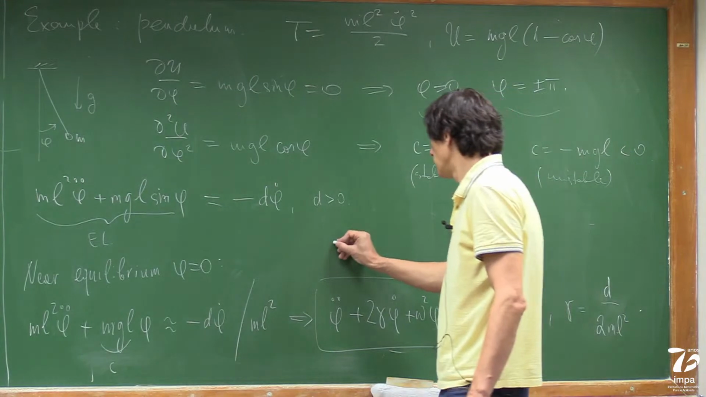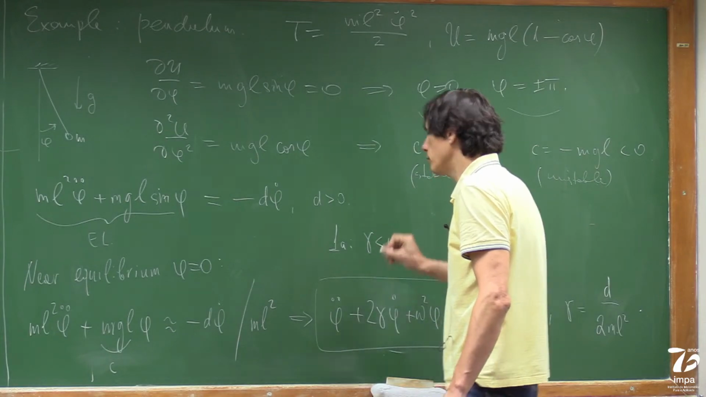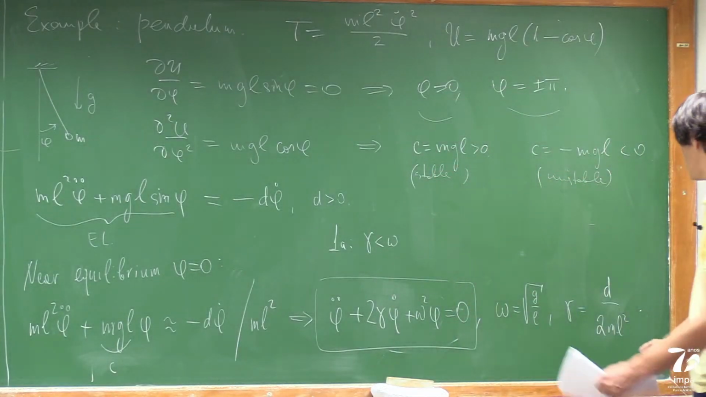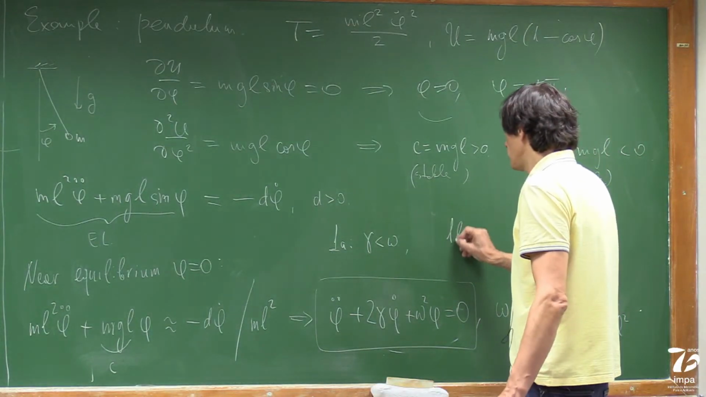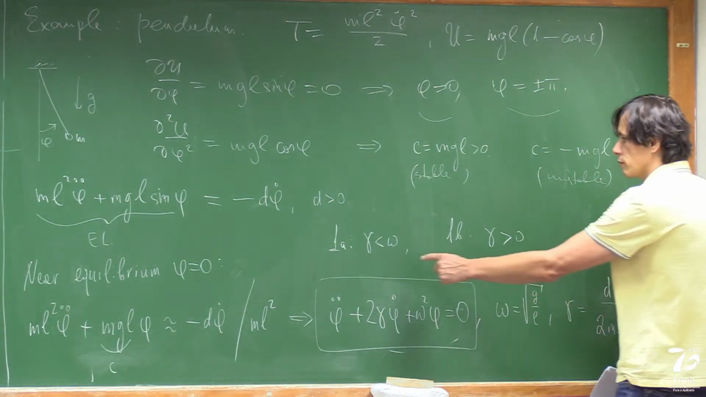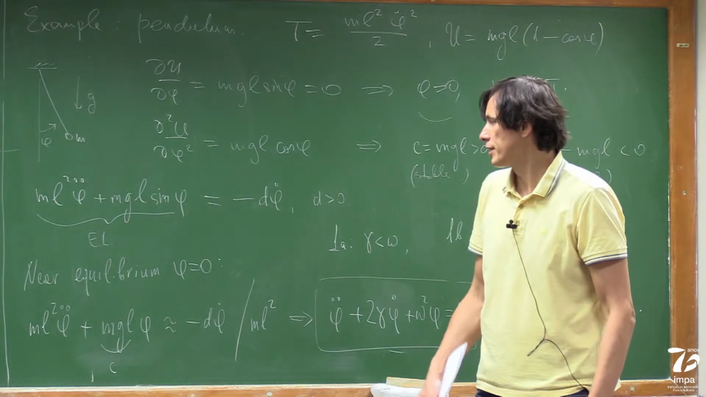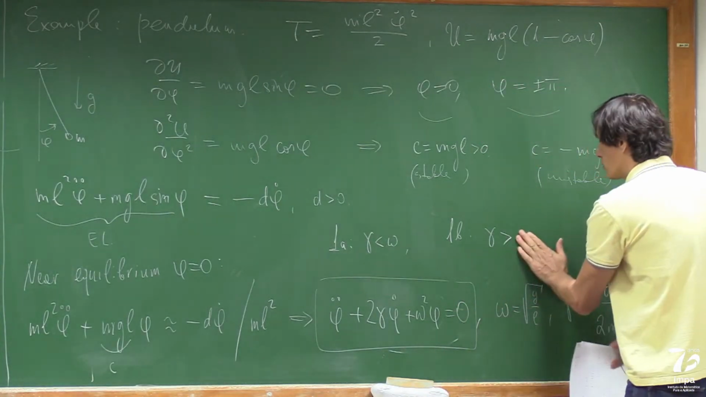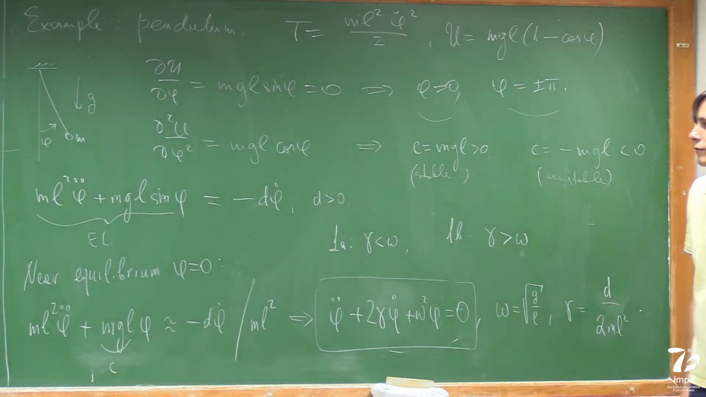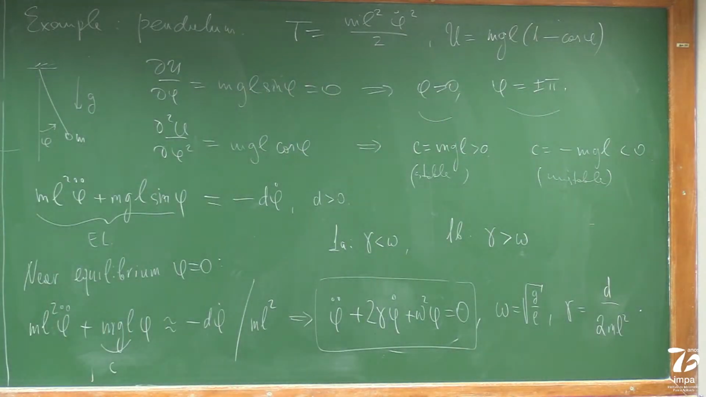So case 1a corresponds to gamma smaller than omega. This is when you have oscillations. And case 1b corresponds to gamma bigger than omega. When dissipation is weak, with this condition, then you have damped oscillations. When the dissipation is strong, you have an over-damped situation where there are no oscillations. So now, just to end this example, let's draw the phase diagram.